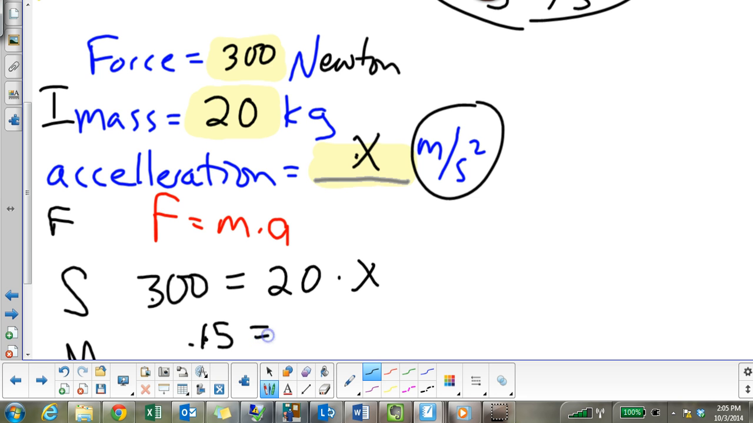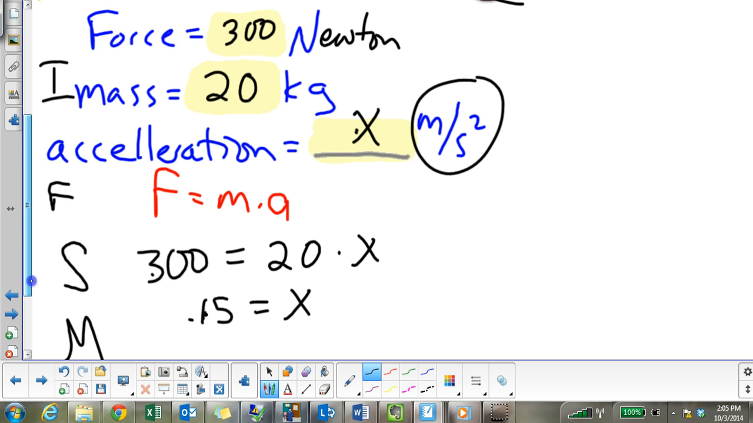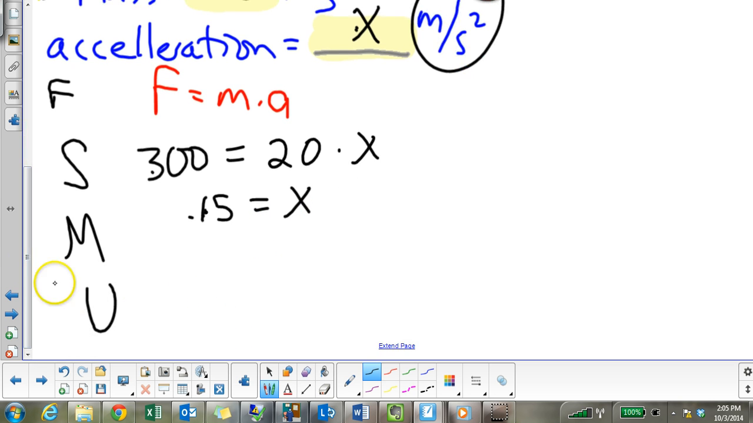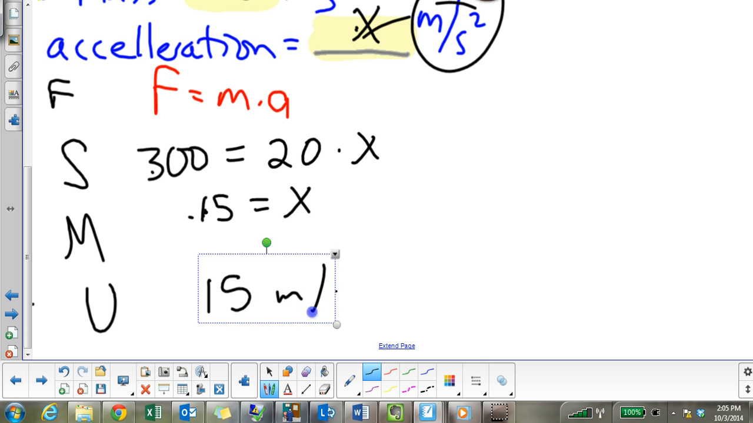15 equals x, if I divide both sides by 20. And then the U, I go back up, and x was meters per second squared. So it's 15, and then the label is meters per second squared. The 15 doesn't get squared. That's just the label for acceleration.